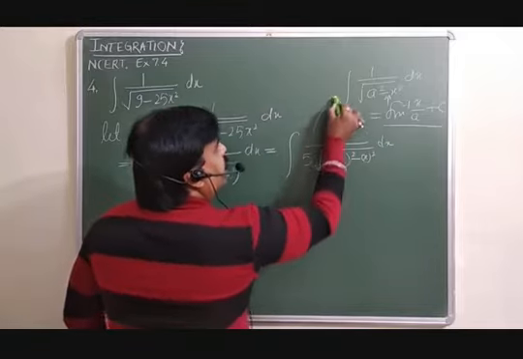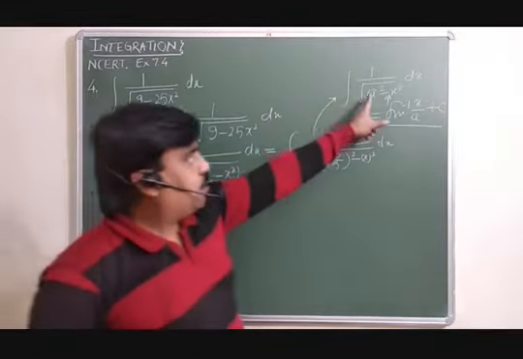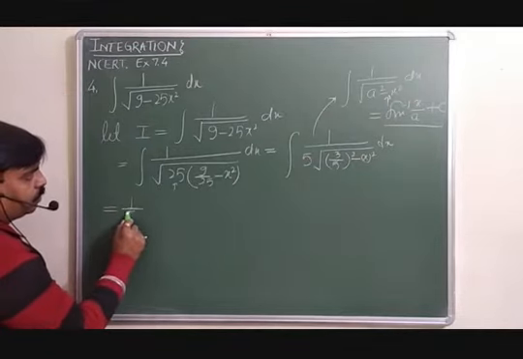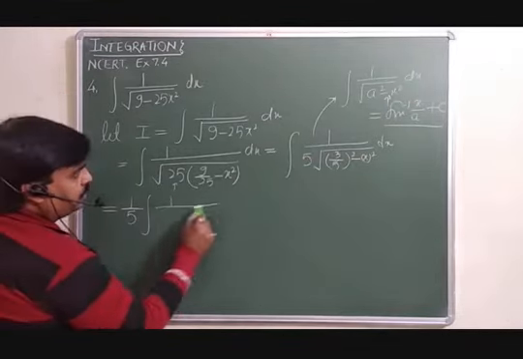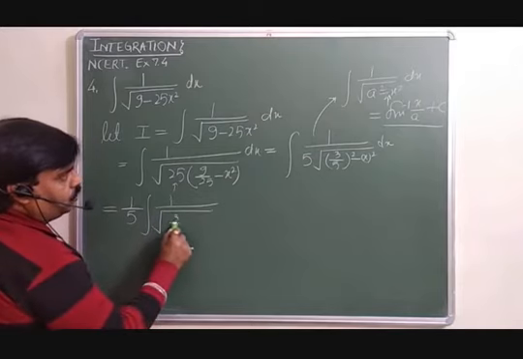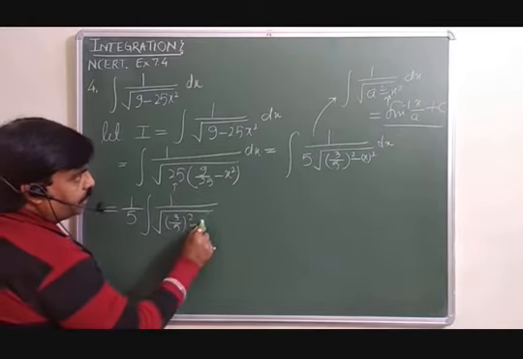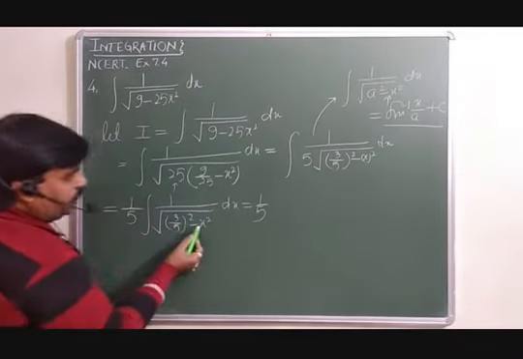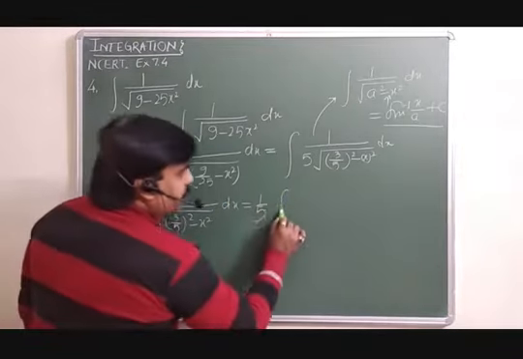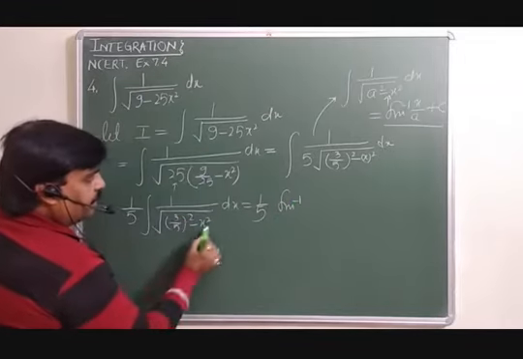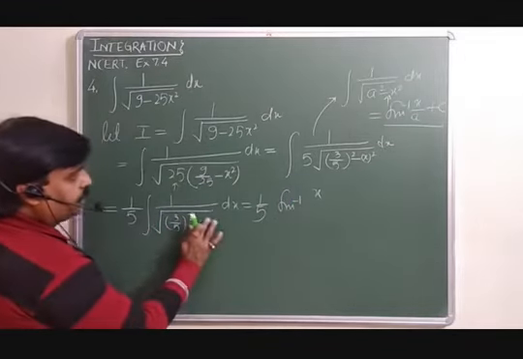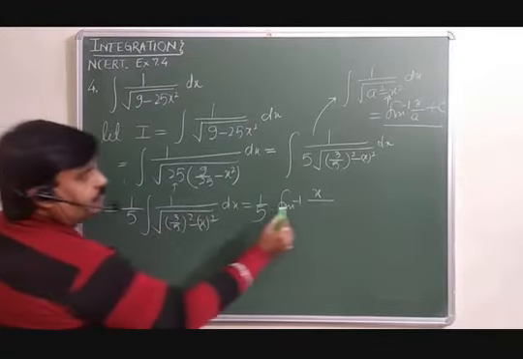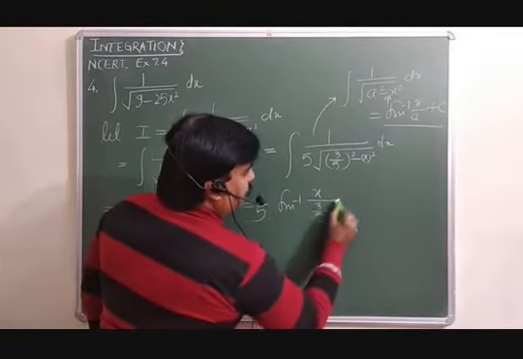So this is ultimately in the form of a square minus x square. You can take out this 1 over 5 outside, so 1 over under root 3 over 5 whole square minus x square dx. And this is equal to 1 over 5, and this is like a square minus x square, so this is sine inverse x over a, where a is 3 over 5, plus c.